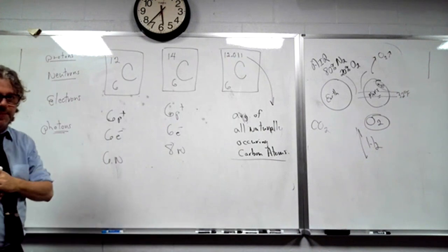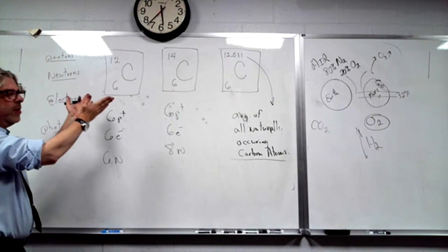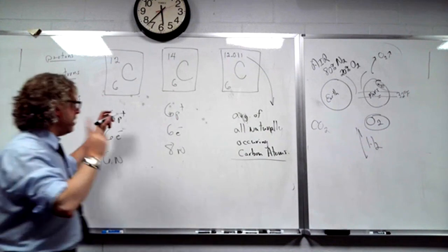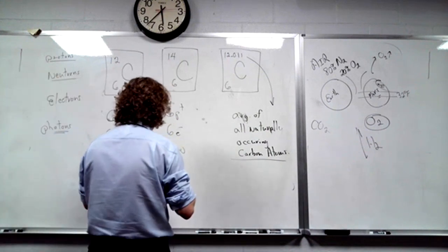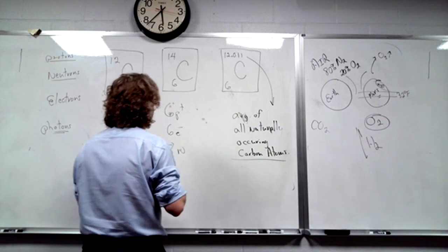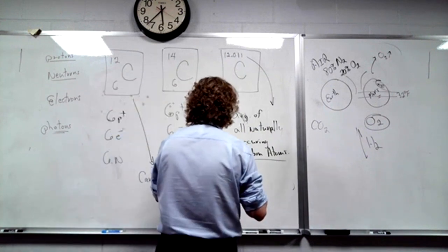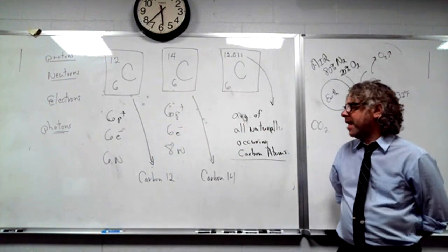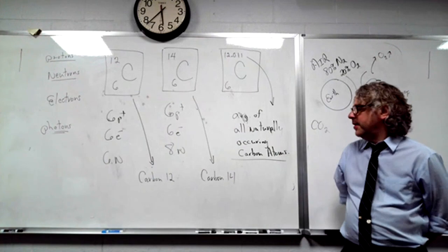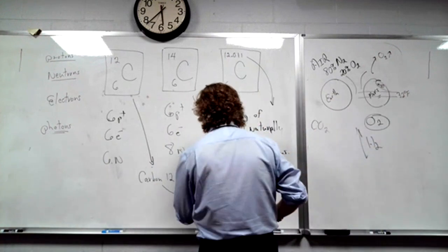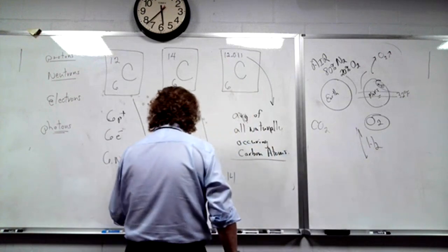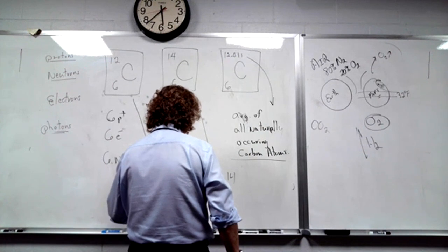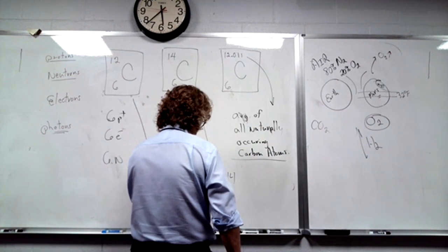If you're talking about carbon, you just say carbon. But if you want to distinguish between these two carbons, you have to talk about a parameter they have different. And the different parameter is the atomic weight. So if you were speaking of this, you'd call it carbon 12. And this one is called carbon 14. Carbon 12 versus carbon 14. Carbon 14 and carbon 12 are cousins to each other, but we don't use the word cousins. They are isotopes of each other.